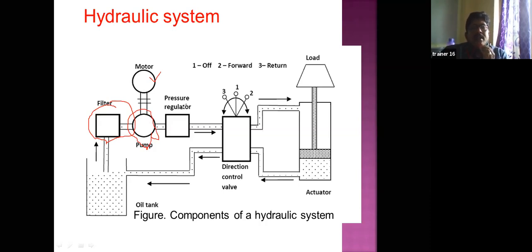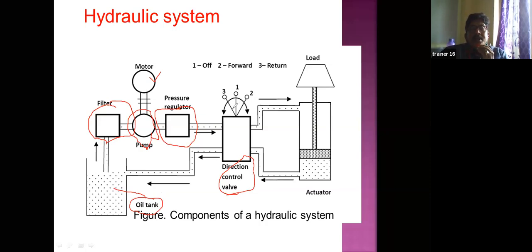And then the pressure regulator is arranged here. That means we can regulate the pressure of the liquid. And then the liquid is sent to the directional control valve, which we discussed just now. This is the liquid oil tank, right?